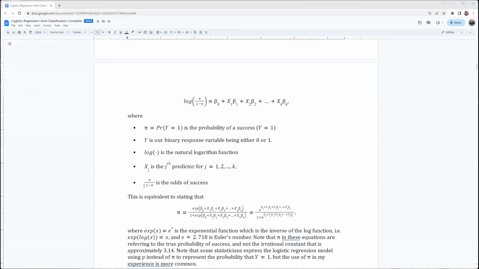The odds still have this nice property that the higher the probability of success, the greater the odds will be. And vice versa, the lower it is, the lower the odds will be. But the odds are not bounded between 0 and 1 like a probability is. The odds can range from 0 up to positive infinity, so a much, much wider range of values.